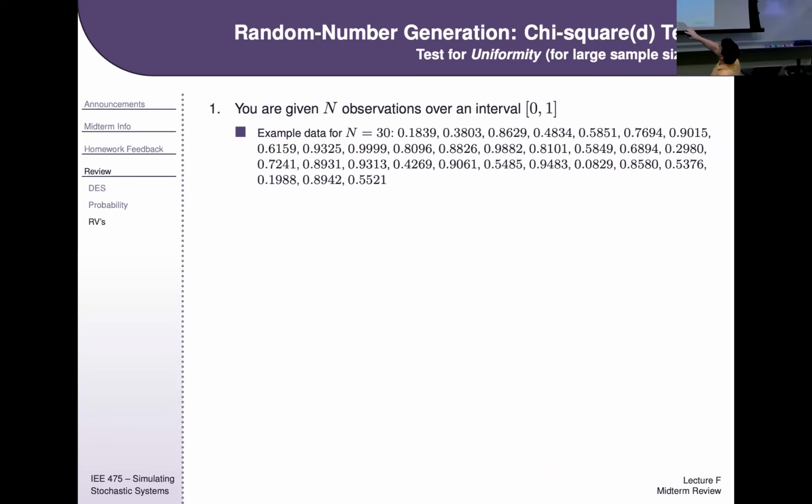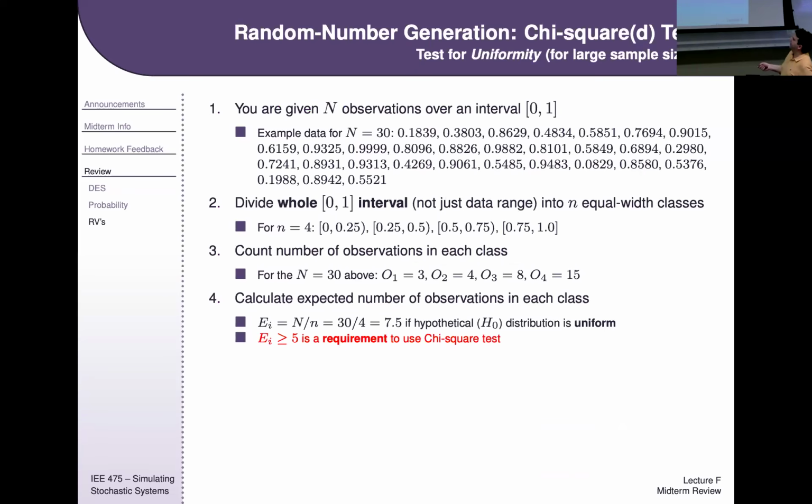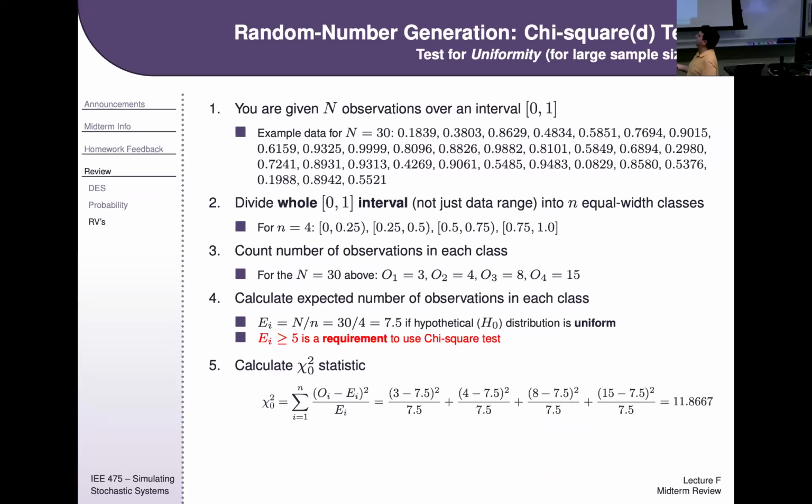So examples of these things, chi-squared example, I give you 30 numbers. I tell you how many bins. You have to bin them. You have to figure out the number that fell into each bin. You have to figure out how many should have fallen into each bin if it was uniform, and then calculate this chi-squared statistic. Now, knowing this 5 here is important.